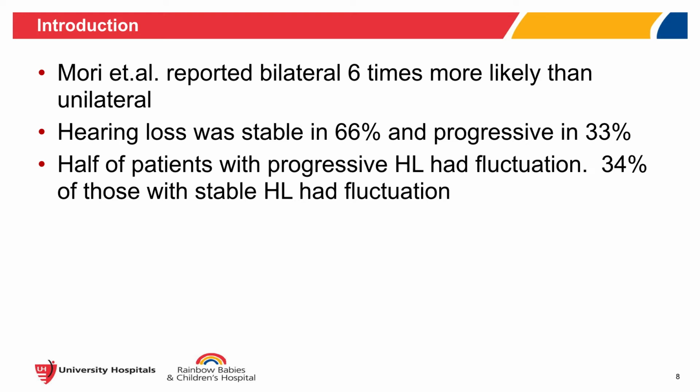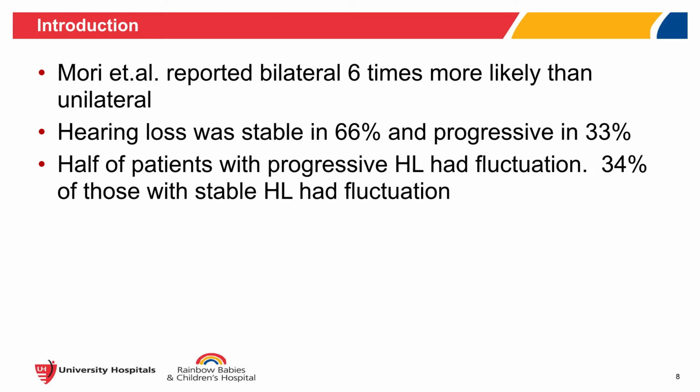Mori et al. in 2008 reported a series of 21 children with EVA, and in their cohort, 82% of ears had stable hearing, 18% of ears demonstrated progressive hearing loss. They also did a systematic review, which included 310 ears with a mean follow-up of 4 years, and bilateral EVA-related hearing loss was 6 times more common than unilateral.